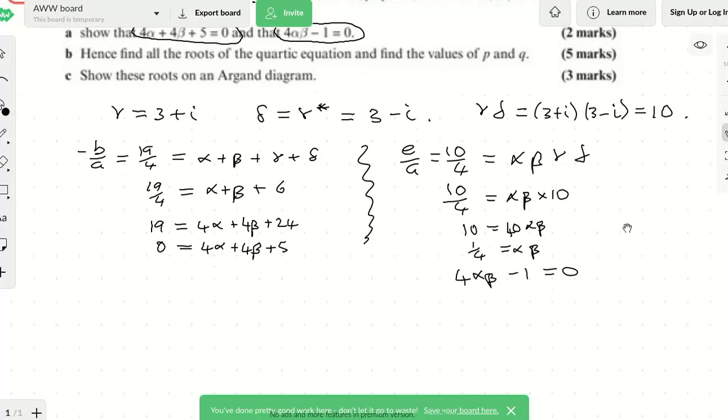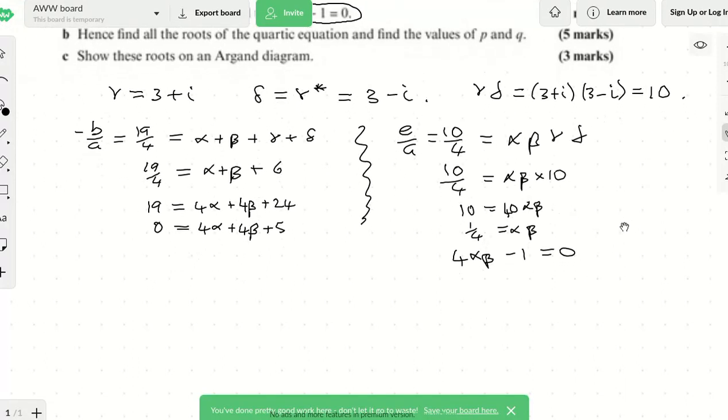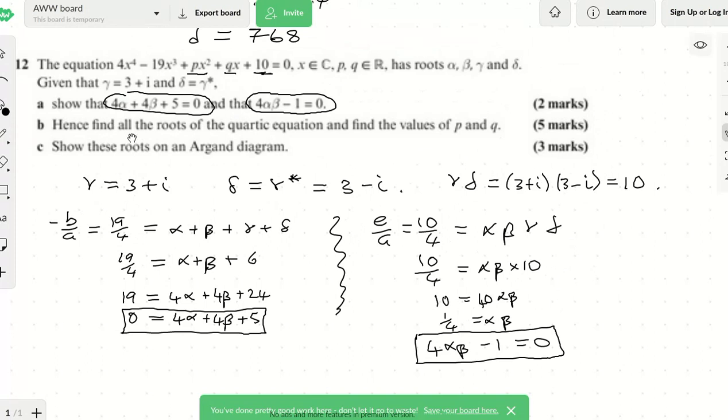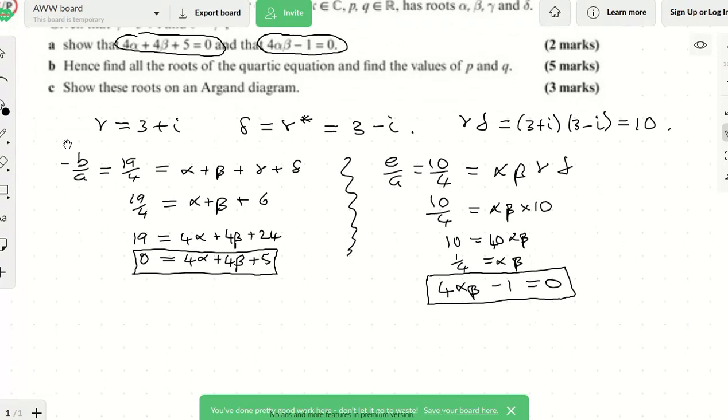Hence, find all the roots of the quartic equation and find the values of p and q. Well, what I'm going to do for this one is look at these 2 equations and think to myself, they're 2 equations with 2 unknowns. So I can solve them simultaneously and I'll immediately have the values of alpha and beta, which means I'll have all the roots, alpha, beta, gamma, delta, because I've already got gamma and delta. And if I've got alpha and beta, I'll be able to deduce p and q using a couple of approaches. That's the thing with these questions. There's often lots of ways of doing it, sometimes slow ways, sometimes long ways. So look out for the cheeky way of doing it.